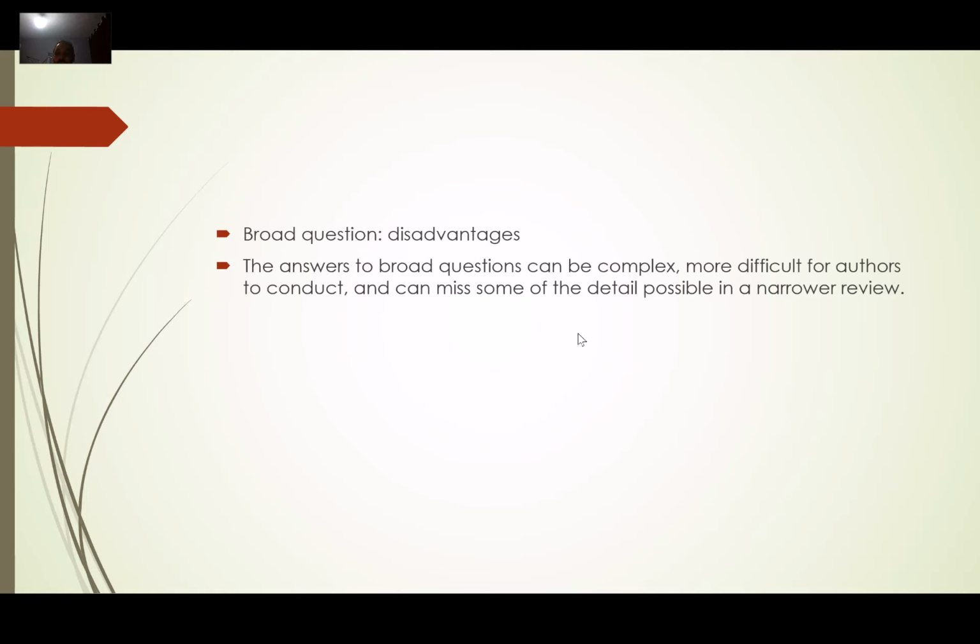The disadvantage of the broad question is that the answer can be complex and more difficult for authors to conduct, because it addresses a broad issue. And because the authors are dealing with a broad answer to the question, some important details may be missed in the final outcome. And thank you.